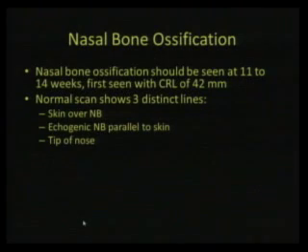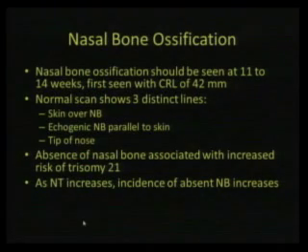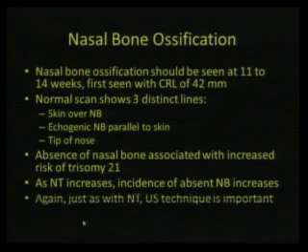Normal skin, there's actually 3 distinct lines. There's the skin over the nasal bone, there's the echogenic nasal bone that runs parallel to the skin, and then you also see the tip of the nose. Absence of nasal bone is associated with increased risk of trisomy 21. As the nuchal thickness increases, the incidence of the absent nasal bone increases. So these two things kind of go together.